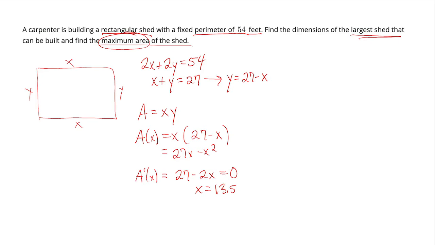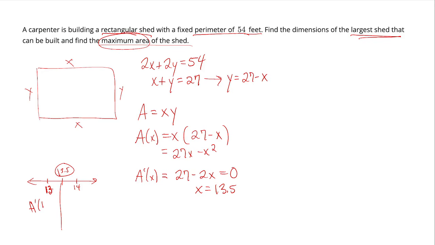All right, now make sure off to the side that you check to make sure that makes sense. So if you have 13.5, let's make sure that's actually yielding a maximum. So maybe pick some test points of 12 and 14, or actually 13 would make a little bit more sense because it's close. It doesn't matter.